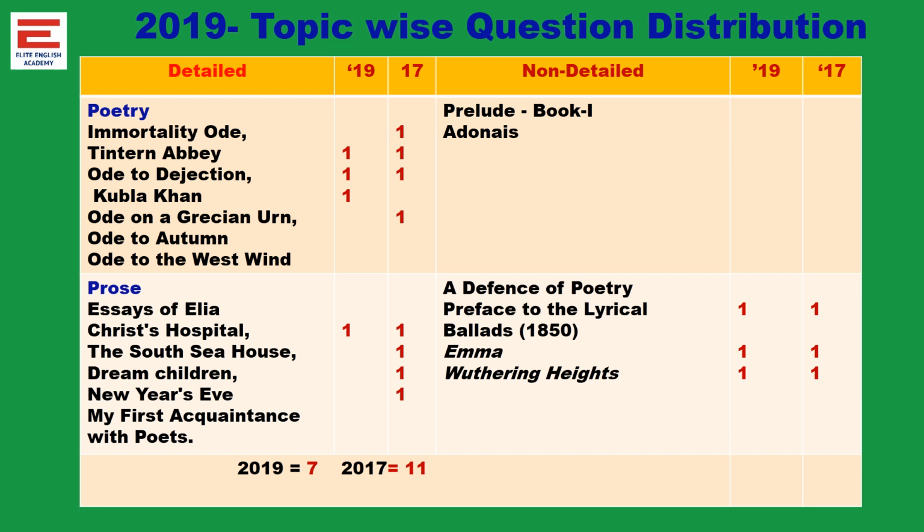From that there is a question, but the other prose parts are ignored in the detailed version, because the detailed versions are very small passages. In non-detailed poetry, in both years, 2019 and 2017, Prelude and Adonais do not have any question. Defense of Poetry also does not have any question. Then the other three, Preface to the Lyrical Ballads, and the two novels Emma and Wuthering Heights, have one question each in both years.